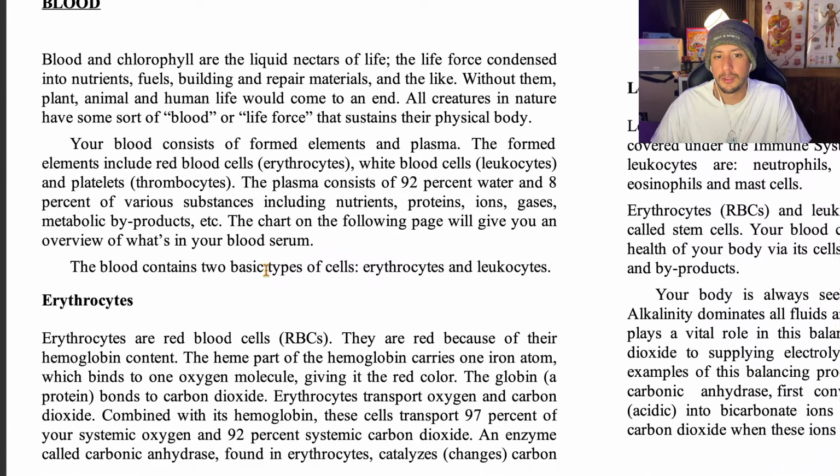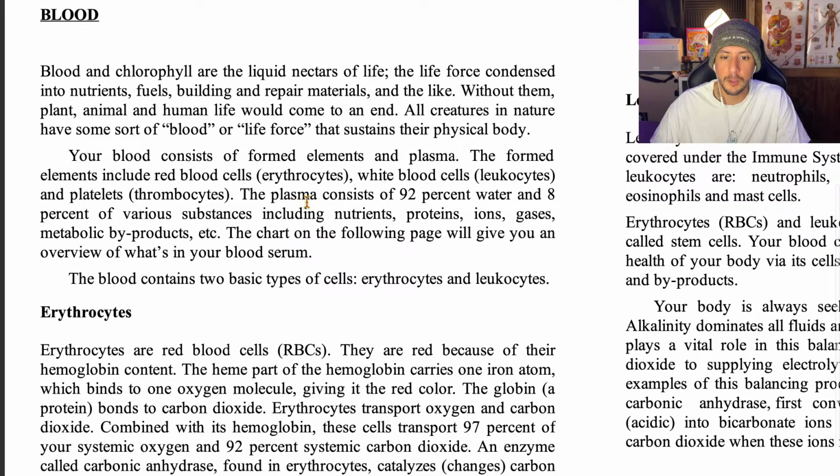Your blood consists of the formed elements and plasma. These include red blood cells, white blood cells, and platelets. So a lot of basic chemistry we learned in school. The plasma consists of 92% water and 8% of various substances, including nutrients, proteins, ions, gases, metabolic byproducts, etc. So it's mostly water, and then it has all these other things. The chart on the following page will give you an overview of what's in your blood serum.